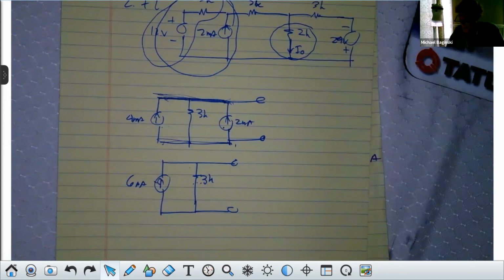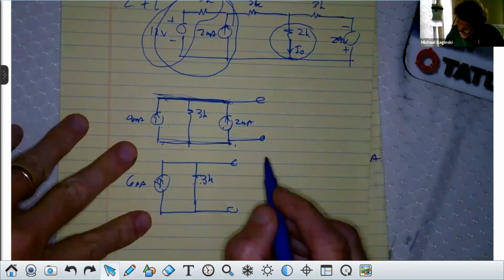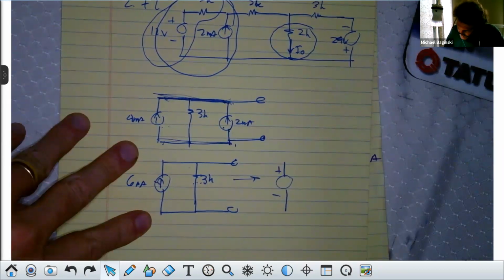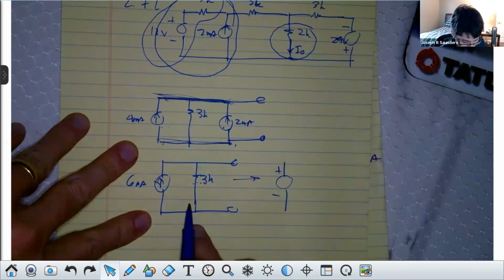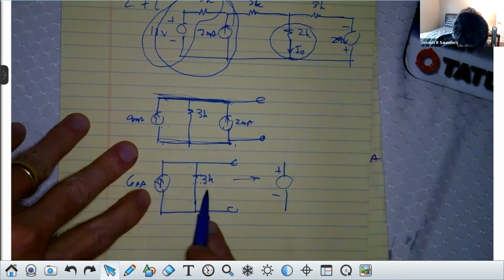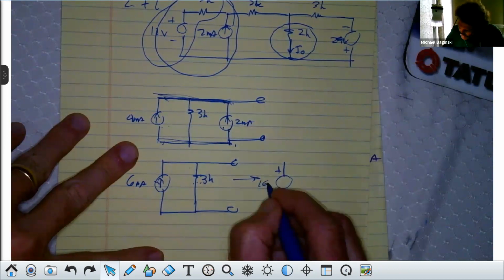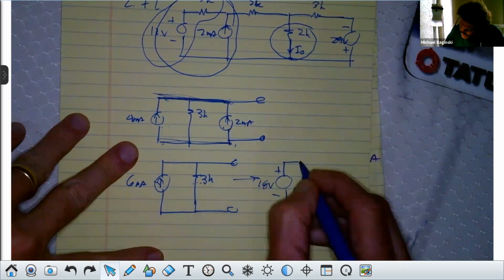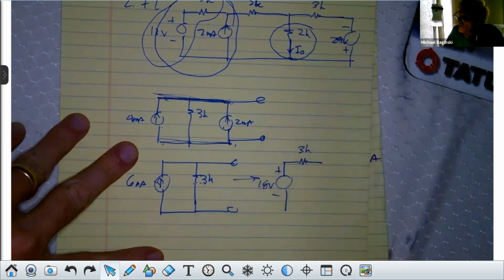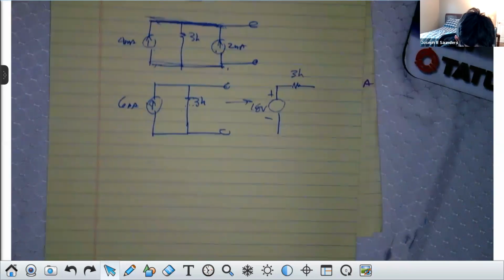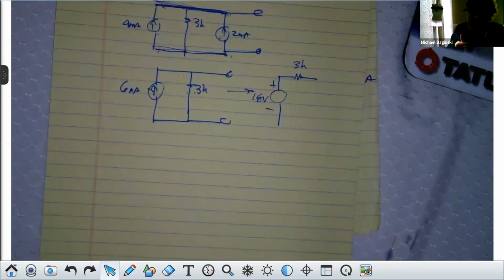So when we do that, now I take this and I make it this. What would the voltage source be, class? 18 volts. It's 3K times 6 milliamps, so it's 18 volts, right? And it would be in series with 3K, right? Y'all agree with that? Yes. Thumbs up. I hear yes. Okay, everybody? All right, the next step is what?